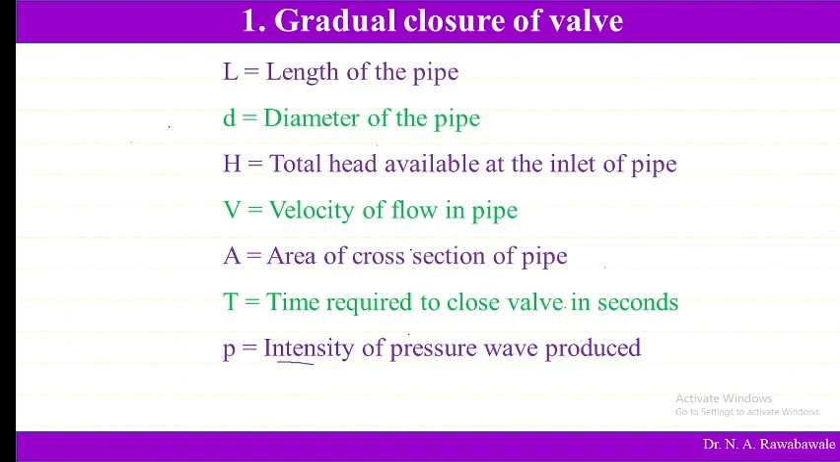Now let us assume the mass of water present in the pipe. Mass of water in the pipe is mass density into volume of water. If volume of water is taken as area into length of the pipe, so if we know the cross-sectional area and length of the pipe, then we can find out the volume. So rho, A is the cross-sectional area and L is the length of the pipe, and this valve is closed gradually in time T seconds. So we are taking time T seconds to close the valve.